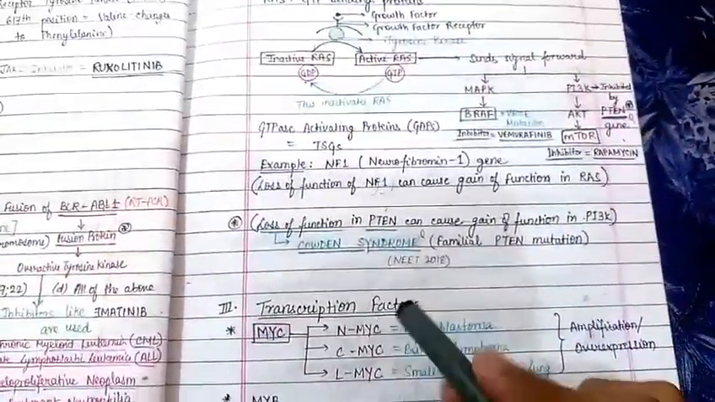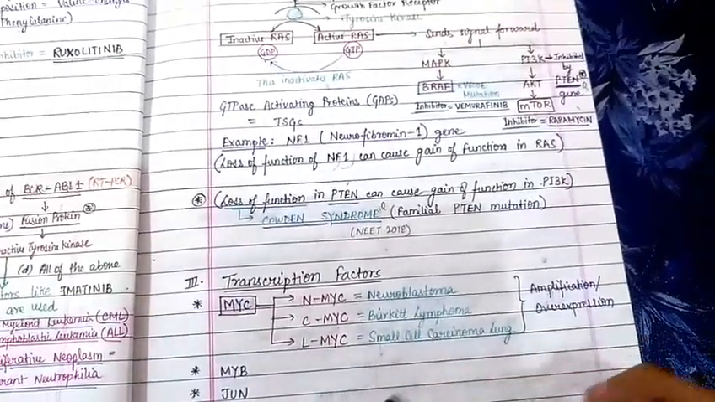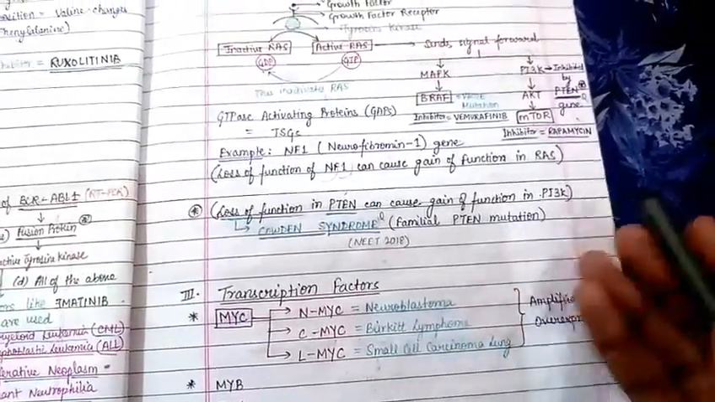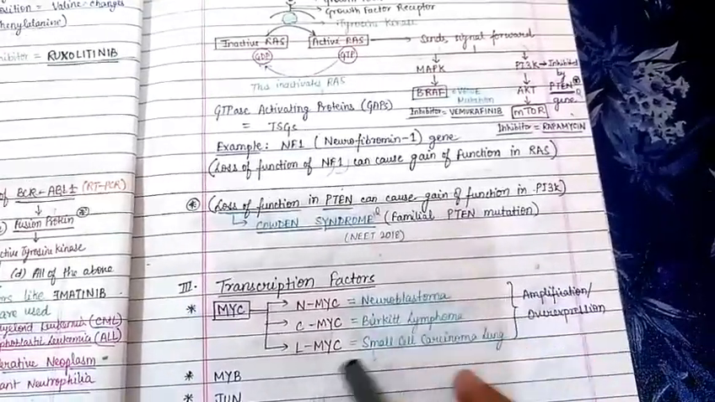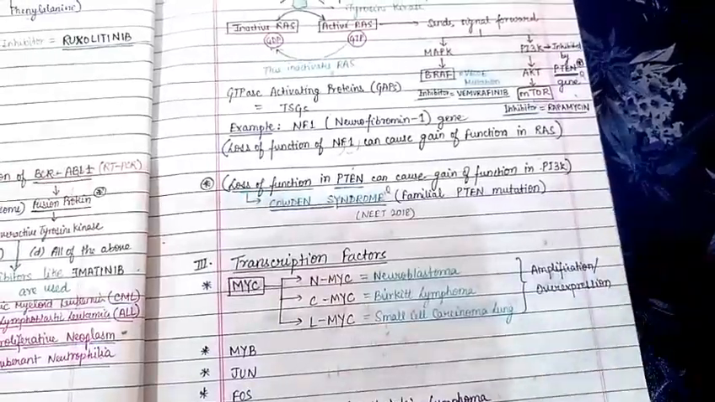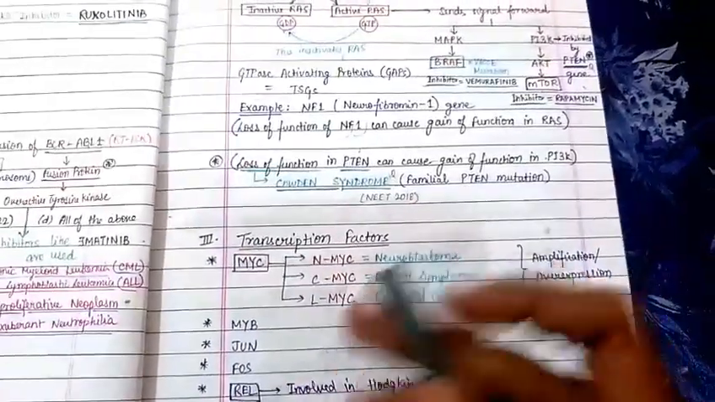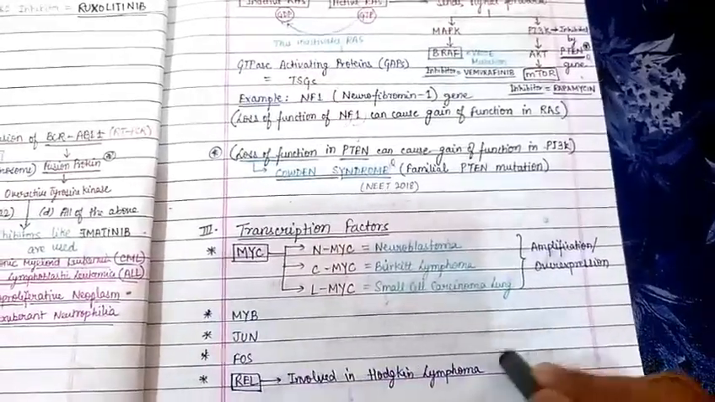Now the third one is transcription factors such as MYC. There are several types of MYC: NMYC, CMYC, LMYC, and they are associated with different types of cancers. NMYC is associated with neuroblastoma, CMYC with Burkitt lymphoma, and LMYC with small cell carcinoma of the lung. Okay? There will be amplification or overexpression of these transcription factors. Other transcription factors are MYB, JUN, FOS, REL, and this is involved in Hodgkin's lymphoma.